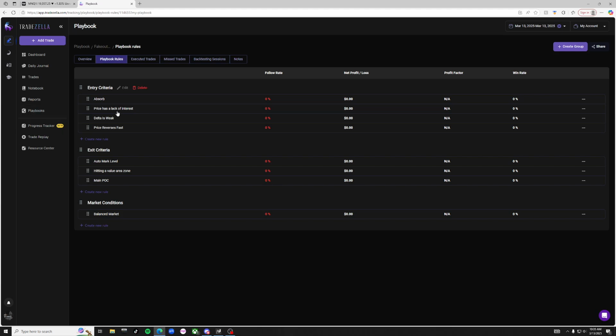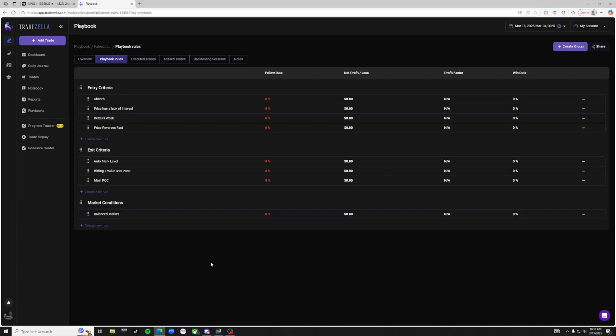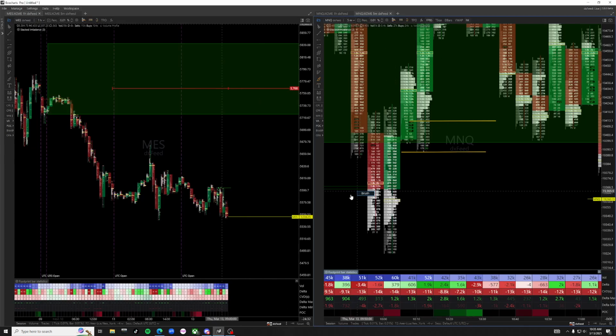So what do we get in the rules? We get absorption, we get price has a lack of interest. We know that price does not want to push any further down, and we get a huge amount of rejection. The bulk of the volume is here. Traders trapped. This is most of the volume where traders traded.